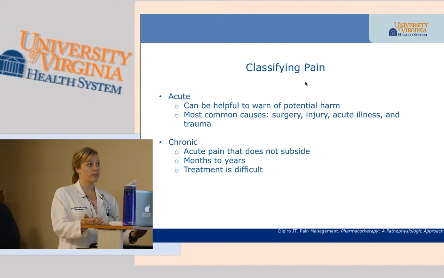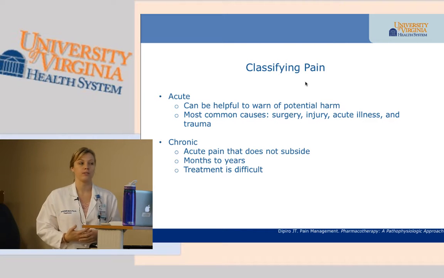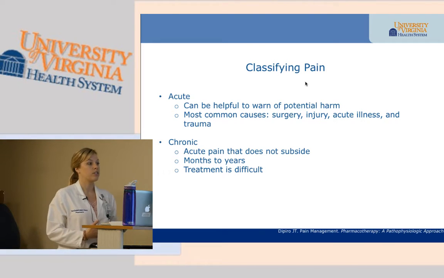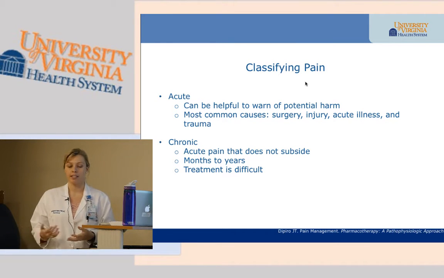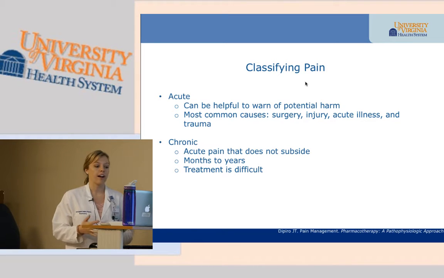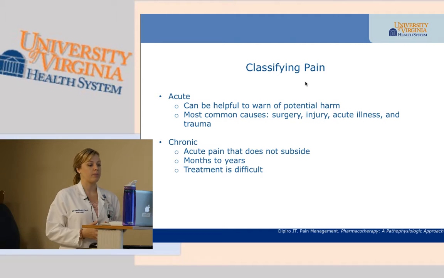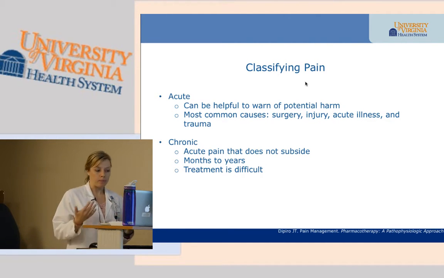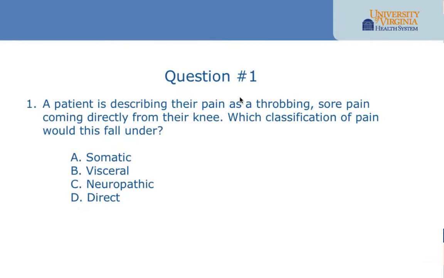Then there's also acute versus chronic. So obviously, acute pain can be helpful. It tells you that something's wrong with your body and it's not normal and you probably need to go check it out. So it can help us warn of any potential harm, and a lot of times this is like surgery or an acute injury, people coming into the ED, this is their acute pain. Where chronic pain is a lot more difficult. It's usually months to years, and treatment can be very difficult, not knowing the underlying cause, trying to figure it out. So acute's going to be obviously within a couple days, and chronic is months to years.